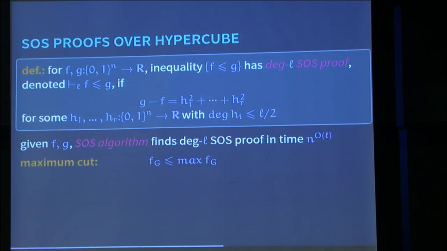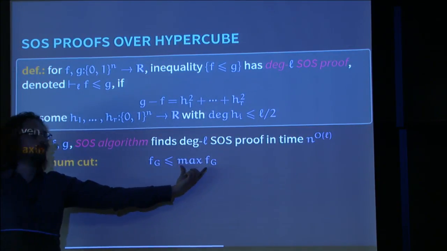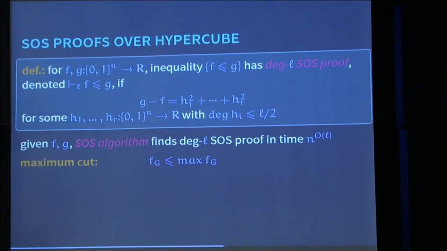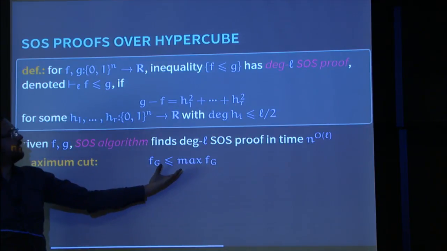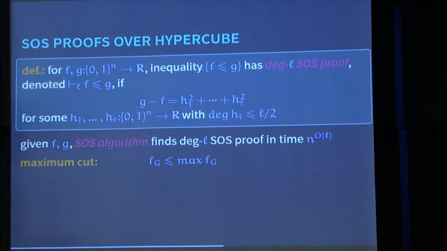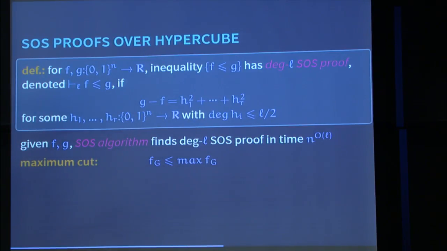So notice that this is a function on the hypercube, and the right hand side would be a constant function on the hypercube. So we can ask, is there a low degree sum of squares proof of this inequality? And this turns out not to be the case, and it better not be the case, because if it were the case, it would prove that NP is equal to co-NP. In fact, it would also prove that P is equal to NP.